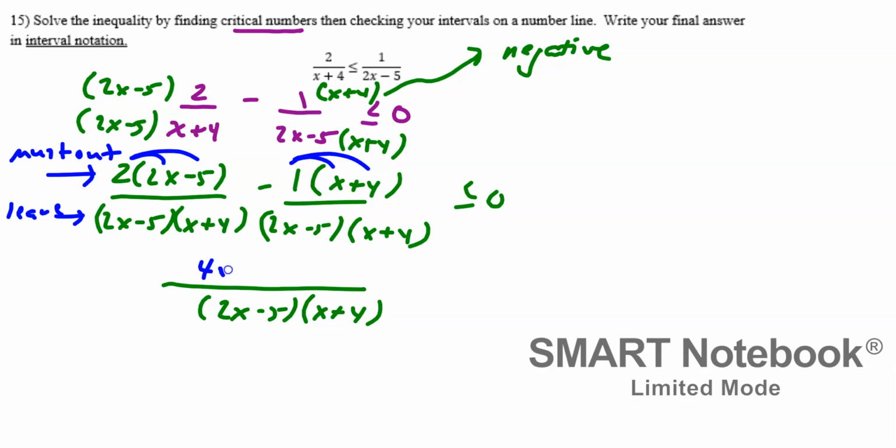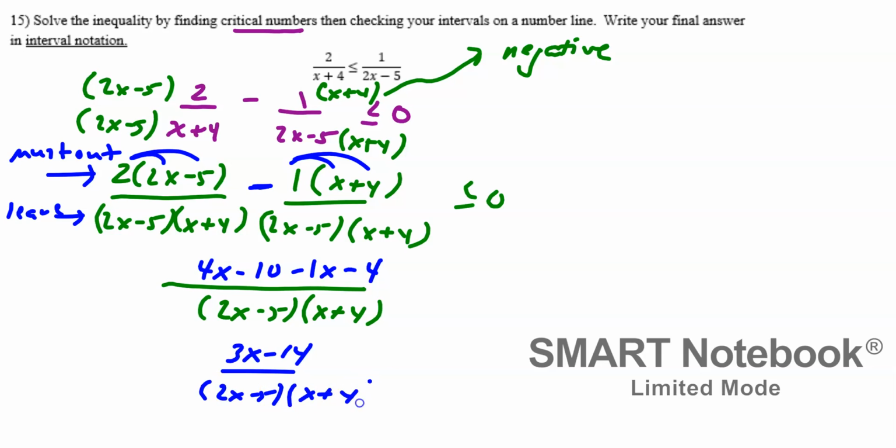So that would be 4x minus 10. Make sure you are distributing a negative 1 here. So minus 1x minus 4. So your numerator becomes 3x minus 14. Your denominator is 2x minus 5. And x plus 4 is still less than or equal to 0.